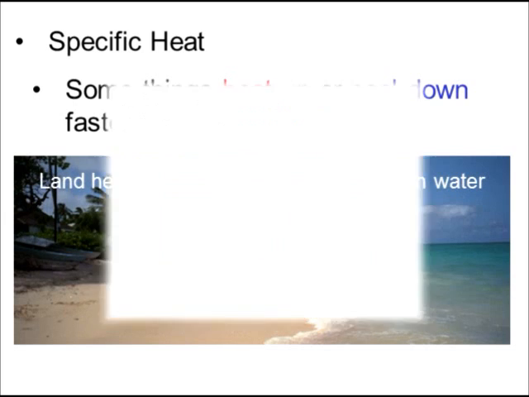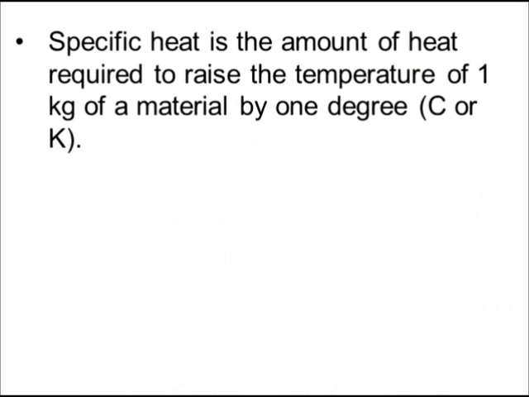All right, so let's look at some other things. Specific heat is just the amount of heat required to raise the temperature of 1 kilogram of material by 1 degree Celsius or Kelvin. For example, water is 4,184 joules per kilogram. So it takes a lot of energy, a lot of joules, to raise 1 kilogram of water 1 degree Celsius.